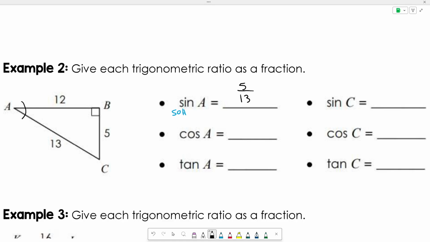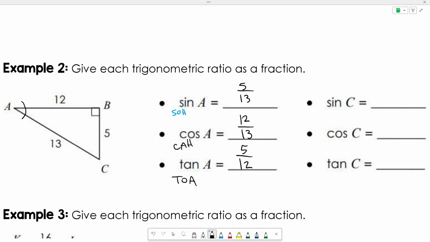Cosine. Cosine to this one would be my adjacent side, my adjacent leg, which is 12, over my hypotenuse. And then the tangent is my TOA, which is the opposite, 5, over my adjacent, which is 12.